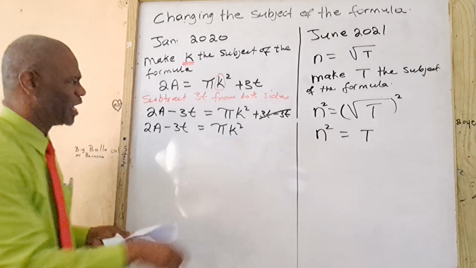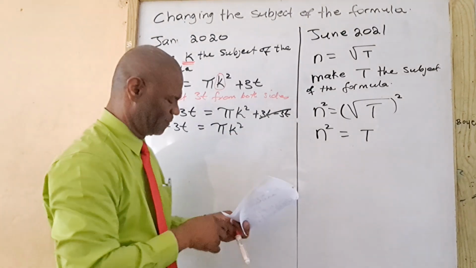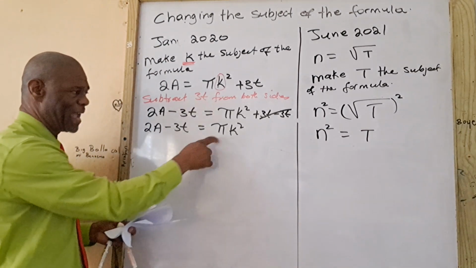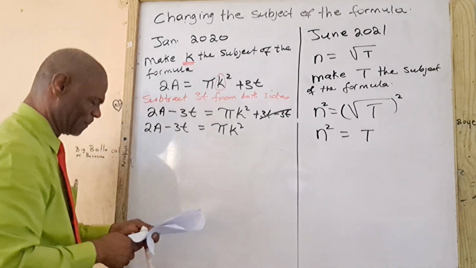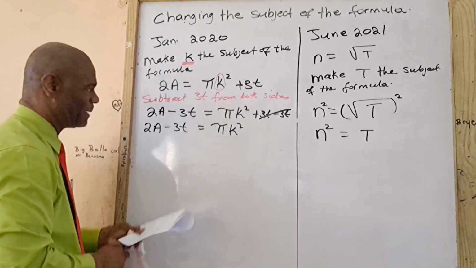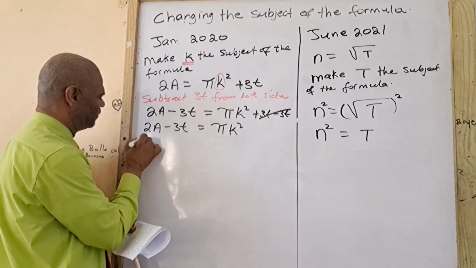Right? So we have pi times k squared. Good? So let us get rid of this pi. It says pi times, so we are going to do what? We are going to divide. So we're going to divide both sides by pi. Let's write that.